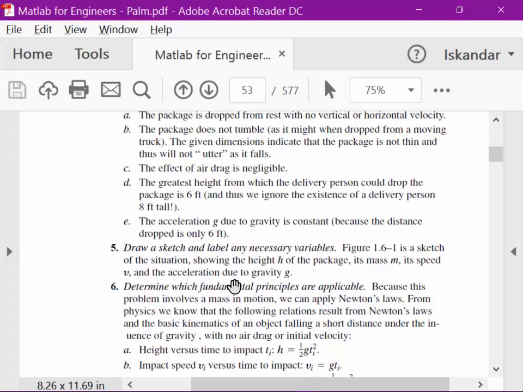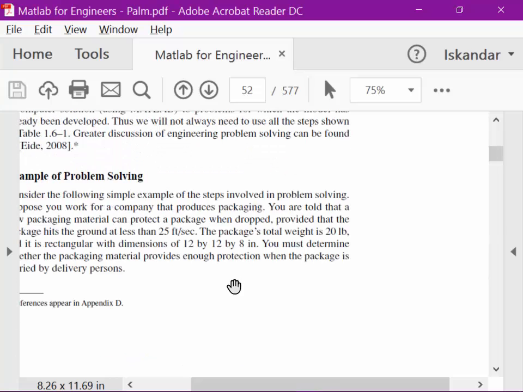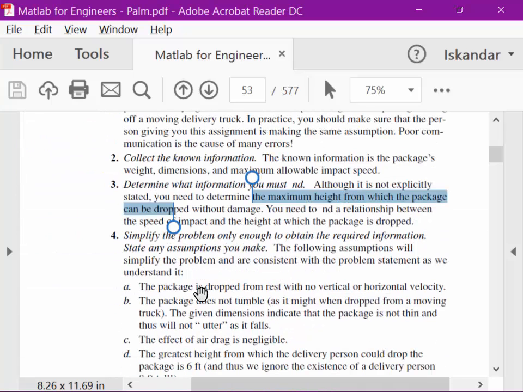The effect of air drag we can ignore. We're only dropping it. The package is rectangular, 12 inches by 12 inches by 8 inches. It's not a round disc or something like that. It's a rectangular box, so it's going to drop with nominal air friction. And it's 20 pounds, so it's not super high density. There's nothing magical about this package. It's just going to drop.